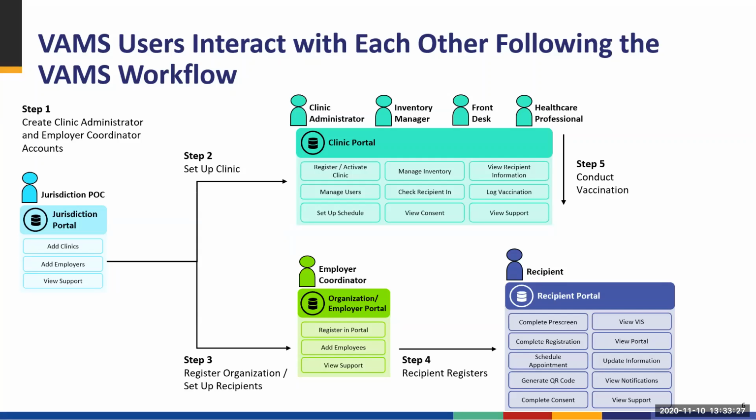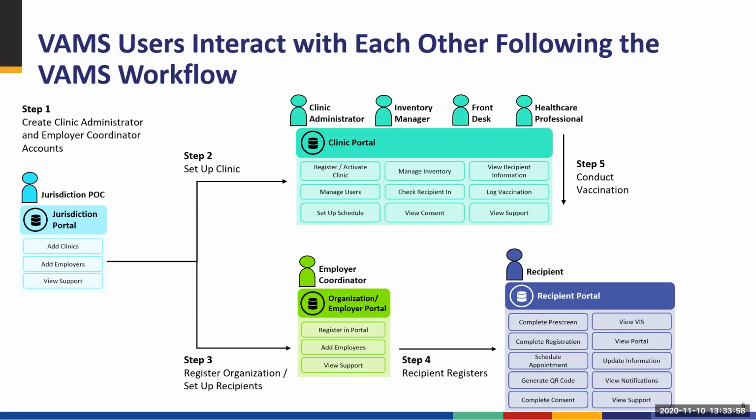As a reminder, in VAMS, an organization is any institution, association, company, or other group that will add critical infrastructure workers and other at-risk groups in VAMS to be considered for COVID-19 vaccination. An employer is one example of an organization, and we use the term employer coordinator to indicate the person within an organization who will be serving as the point of contact for the jurisdiction and adding workers into VAMS.